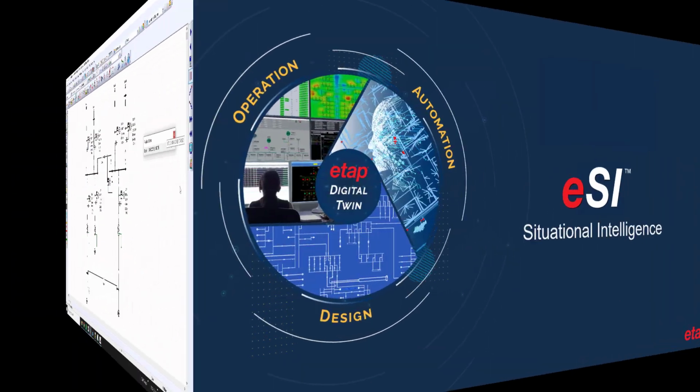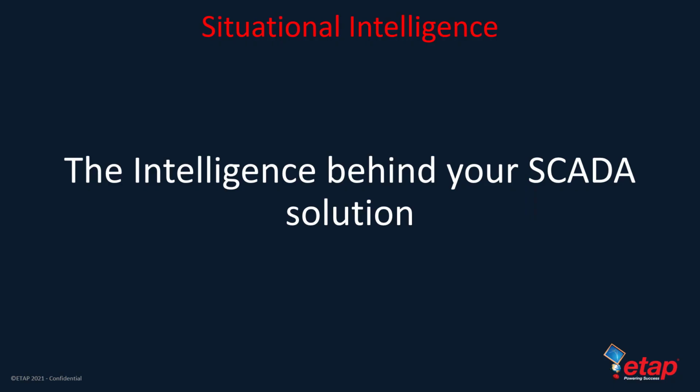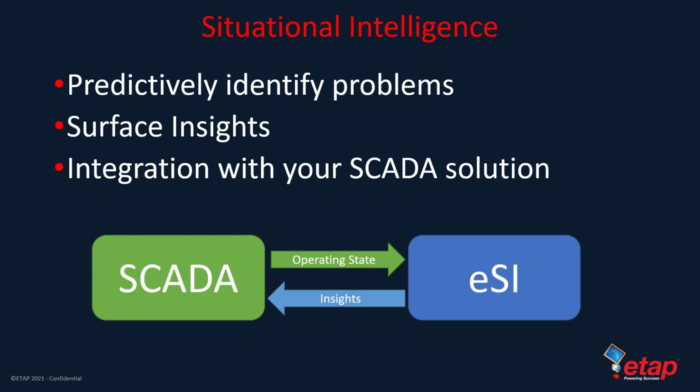Next, I'd like to discuss the ESI Situational Intelligence product. ESI is the intelligence behind your SCADA solution. Whether a greenfield implementation or a brownfield existing solution, ESI can take your conventional SCADA to the next level, offering information just not available in the industry today. First, ESI predictably identifies problem areas before the operator takes a given action. This gives you the confidence to take actions because we've already run these actions and know how the system will behave.